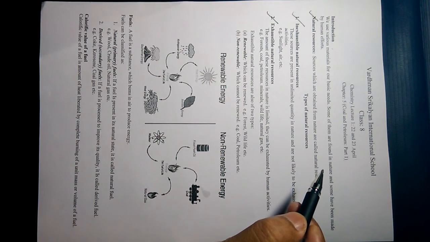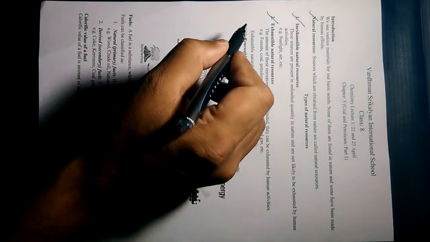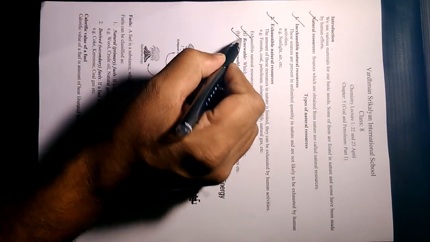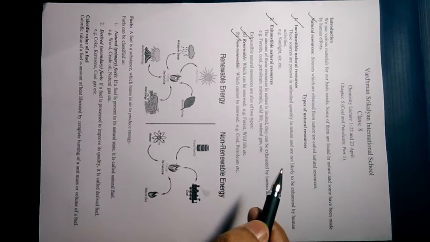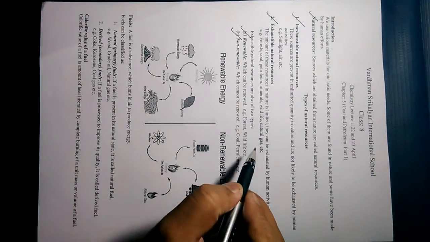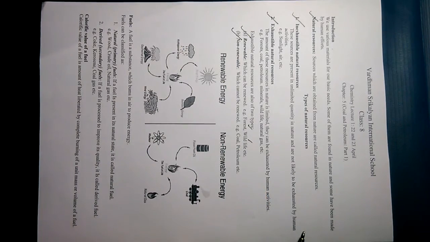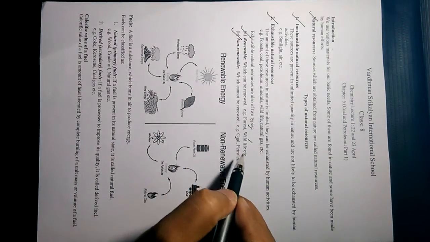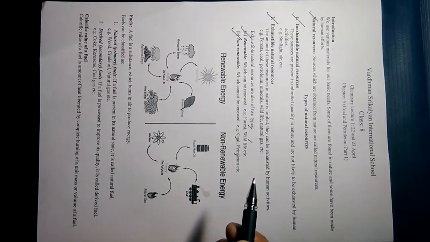Exhaustible resources are also of two types. Number one, renewable, and second, non-renewable. Renewable resources are those which can be renewed, like forests and wildlife. And non-renewable resources are those which cannot be renewed, like coal and petroleum.